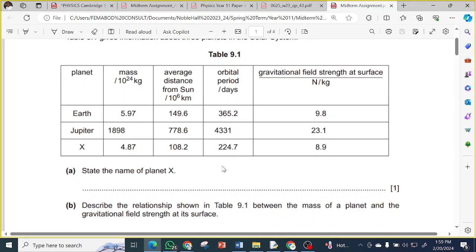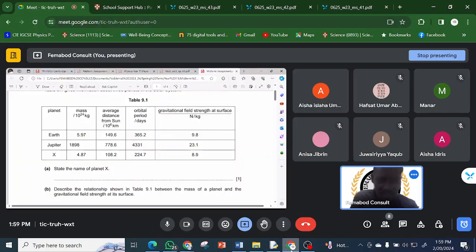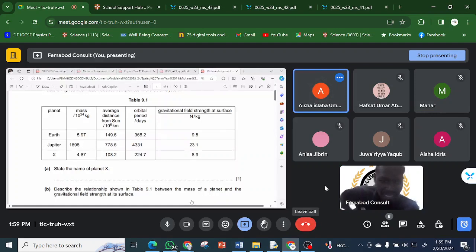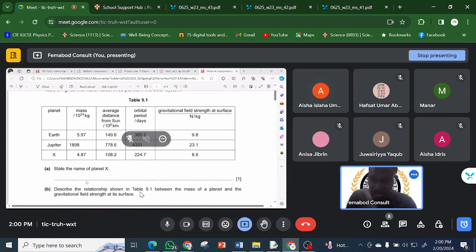Now the next thing is they want us to describe the relationship shown in table 9.1 between the mass of a planet and the gravitational field strength at its surface. They want us to look at the relationship. Who next is going to speak now? Okay, Isla, you are ready? They want us to describe the relationship between the mass of a planet and the gravitational field strength at its surface.